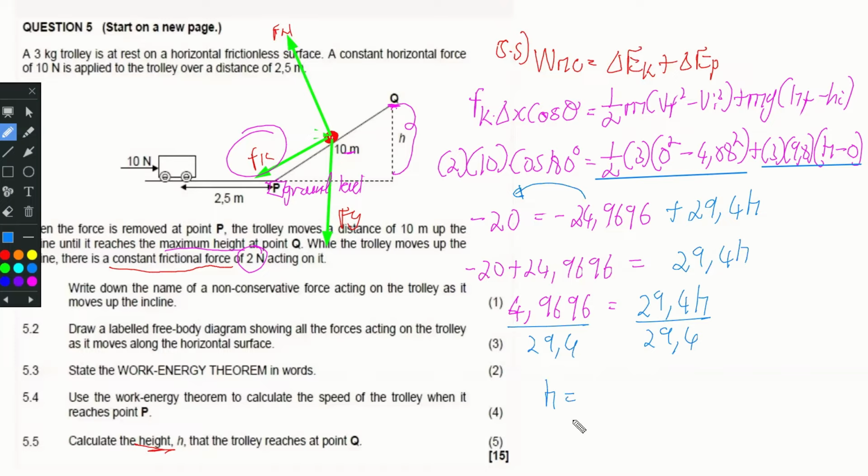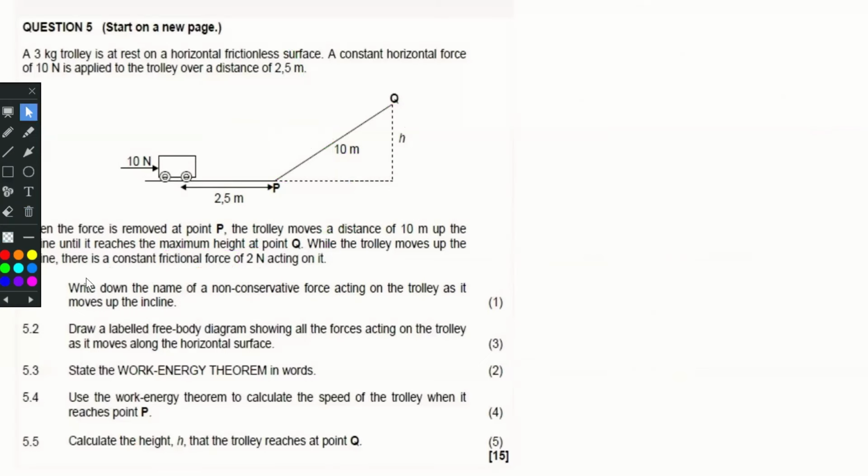Then h is going to be what? That 4.9696 divided by 29.4, this is going to give us 0.17 meters if I round off to 2 decimal places. So that is rounded off to 2 decimal places. And then, yep. So just like that, I have in the bag 5 marks and all in all, 15 marks, right? So that's basically how you were supposed to go about this question and the approach, right? So nice one. Nice one.